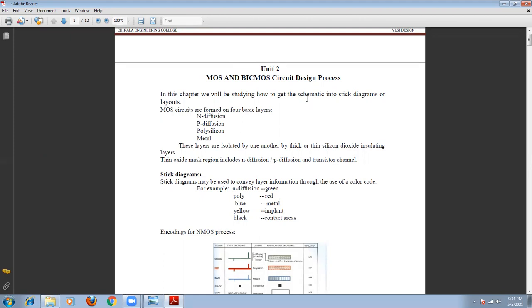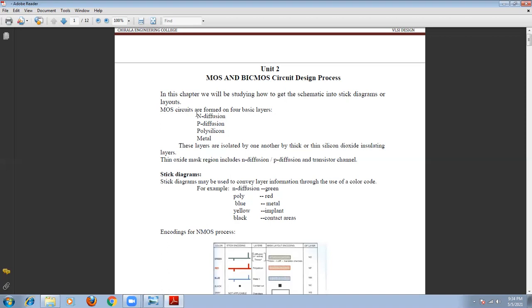In this case you have to consider the 4 basic layers. Okay, the first one is the N diffusion, and P diffusion, and the polysilicon, and the metal. Okay, these are the most important layers in the MOS structure. This is the N diffusion, very, very important. Okay, and P diffusion also very important.